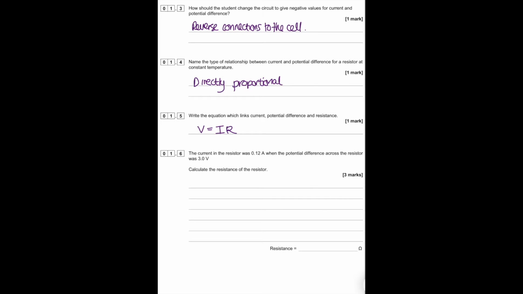The current in the resistor was 0.12 amps when the potential difference across the resistor was 3.0 volts. Calculate the resistance of the resistor. So if V equals IR, then from our information we have the current as being 0.12. We are calculating the resistance and we know that the voltage was 3.0 volts. So that means 3.0 divided by 0.12 would give us our resistance, and if we calculate that out, the resistance is 25 ohms.